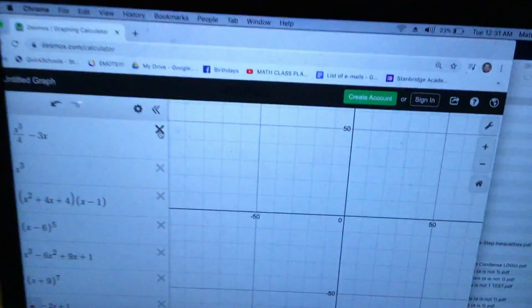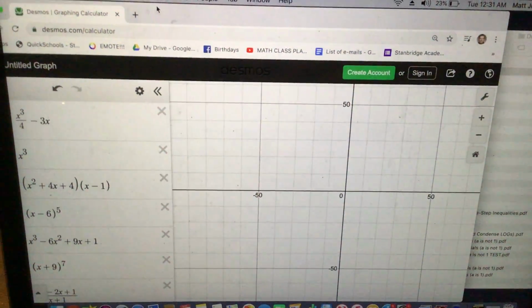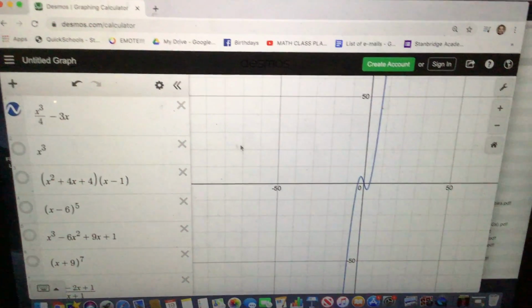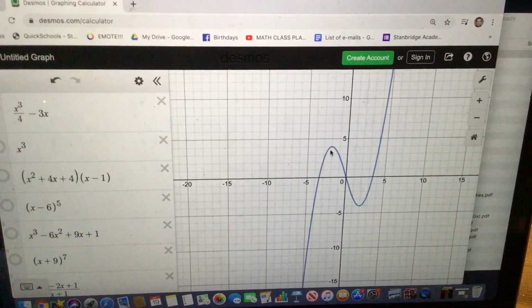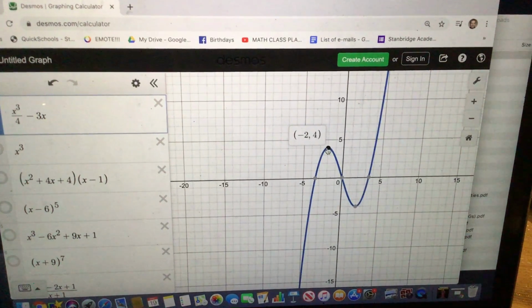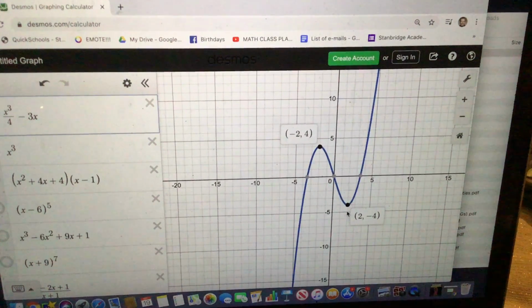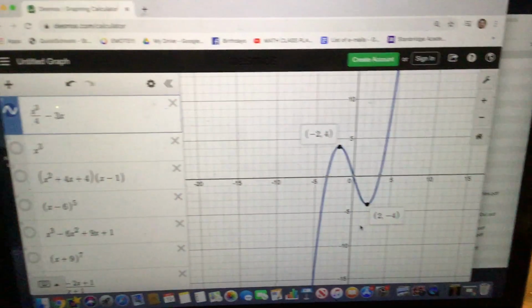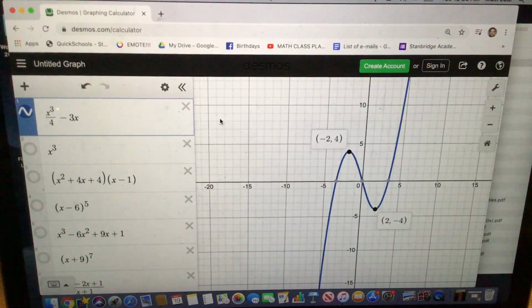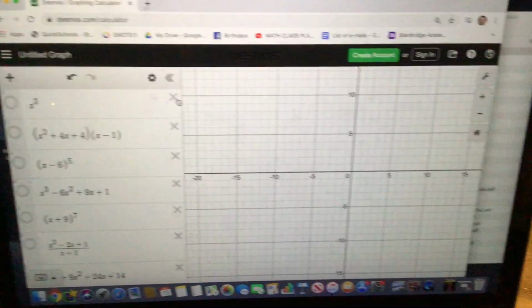And just to check, let's graph it. Zoom in. X equals negative 2 is a local max. X equals positive 2 is a local min. All right. Okay, next one.